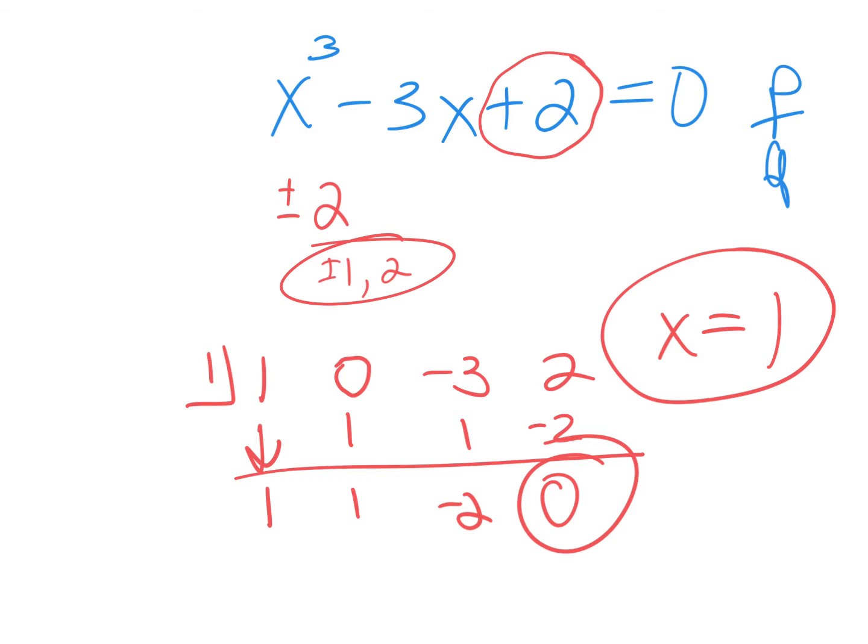This didn't factor pretty or anything like that. You had to use synthetic division. I just started with the factors that I pulled out here. I started with positive 1. If positive 1 works, then you're good. It's the factors of the last number.